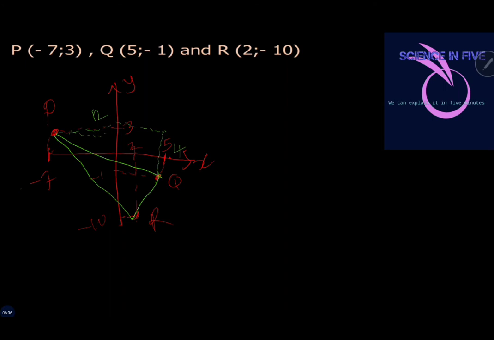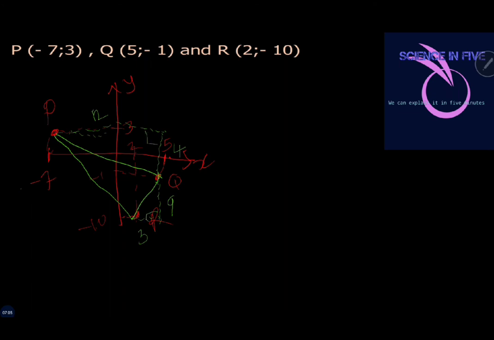For me to calculate the distance QR, I also need the vertical movement and the horizontal movement from Q to R. Q is at -1, and then R is at -10 in terms of the Y value, so the difference there is 9. Then the X movement is 5 minus 2, which gives me 3. There should be a right angle there.